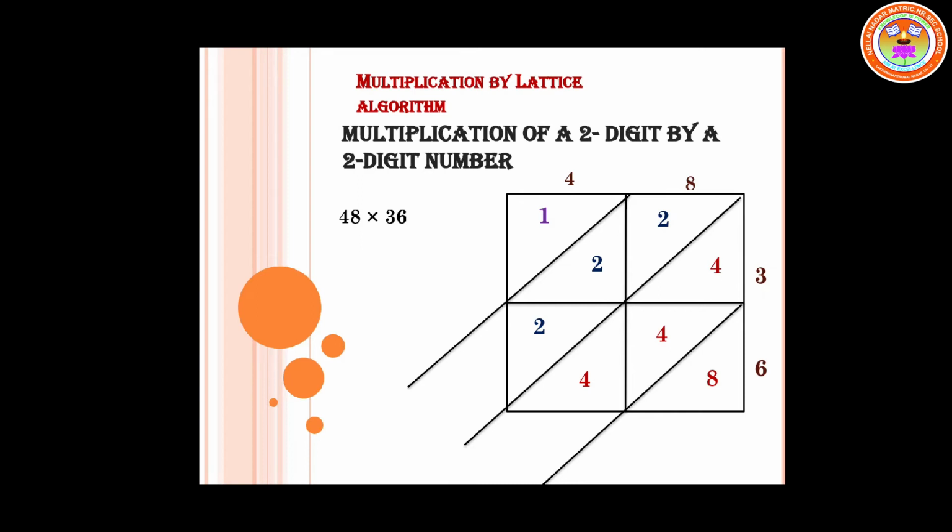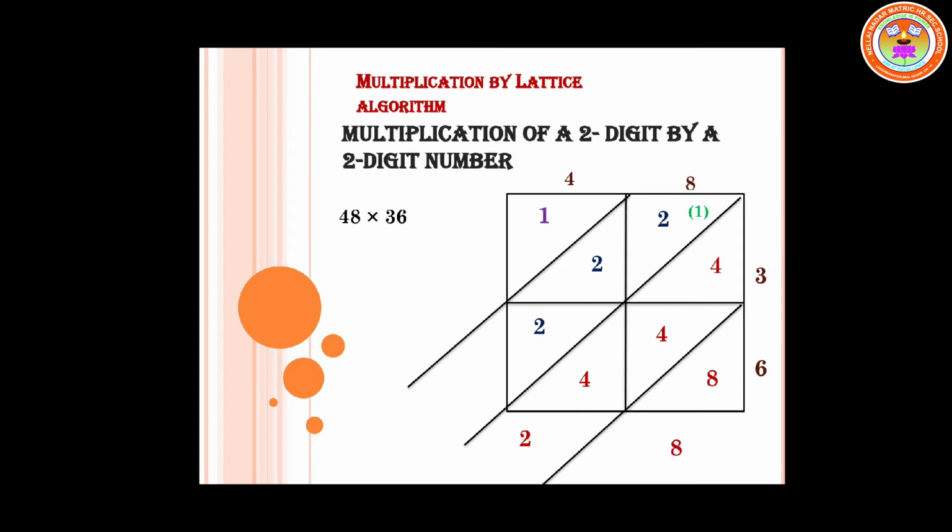Now I am going to write the numbers present in the diagonals. First we are going to start with the bottom. Bottom 8 is the only number down. So I will write 8. Next, above that there are 3 numbers in the diagonal. What are the numbers? 4, 4 and 4. So I am going to add all the 4s. 4 plus 4, 8. 8 plus 4, 12. So 2 is written down and 1 is taken as carryover.